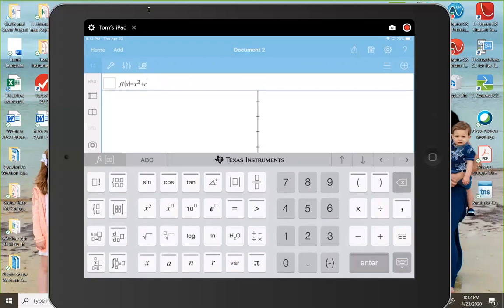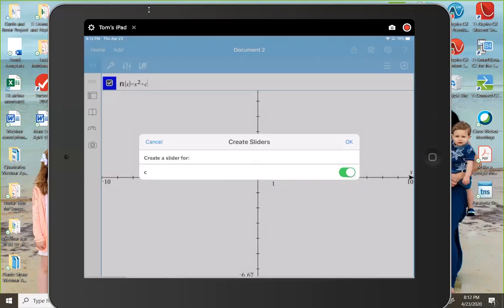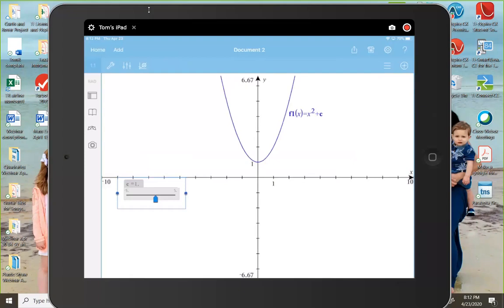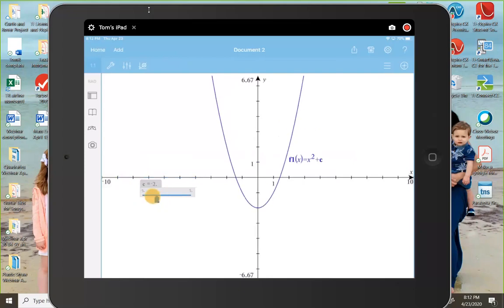And when I press enter, watch what happens. It says, do you want to create a slider for C? And I'm going to say, sure, I do. And now what I can do is just go ahead and grab this arrow, and it's going to allow me to change the value for C. Now, somebody might say, but it's got that letter C there. Could I see the number also? And the answer is yes.